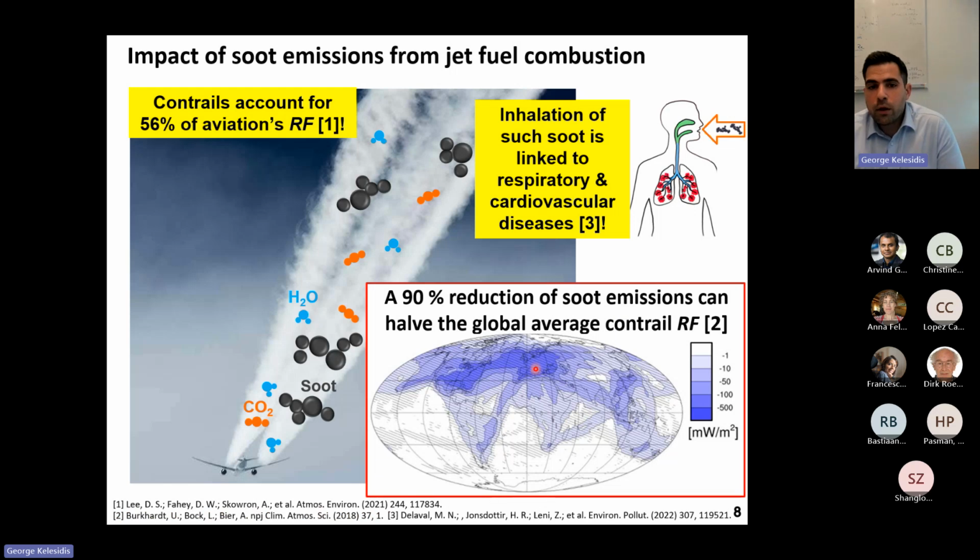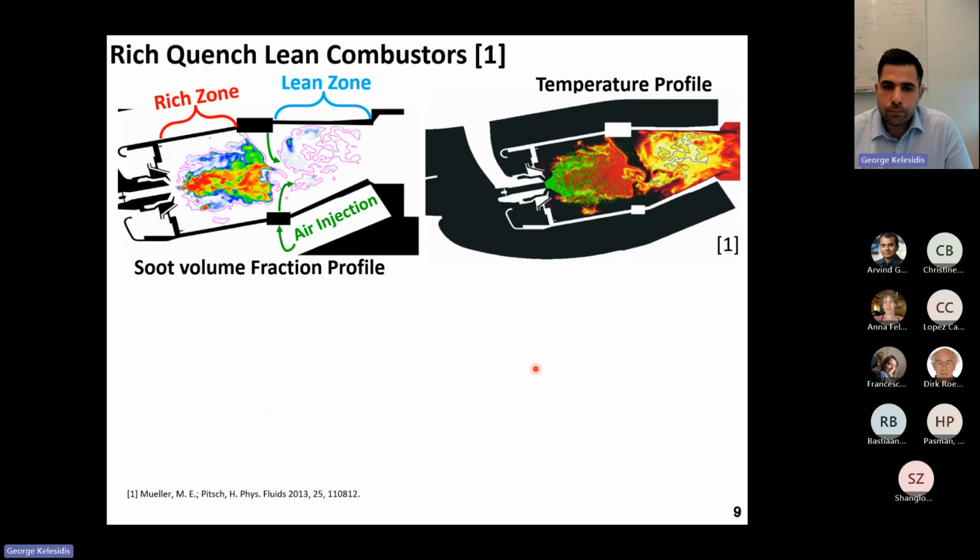So it's very important to improve the design of aircraft engines in order to eliminate soot emissions from the atmosphere and mitigate their climate and health effects. Now, many of the current aircraft engines use the so-called rich, quench, lean concept. For example, you can see a cross-section of such a rich, quench, lean combustor over here, along with the temperature profile shown on the right-hand side and the soot volume fraction profile shown on the left-hand side.